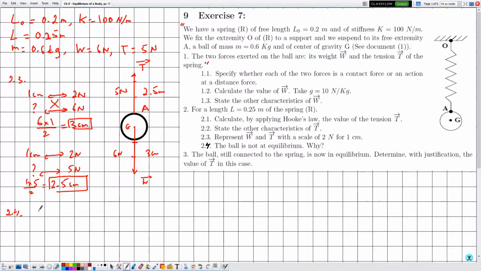So let me say, since W and T are not equal in magnitude, and this is because 5 newtons is different than 6 newtons, then the ball is not at equilibrium.